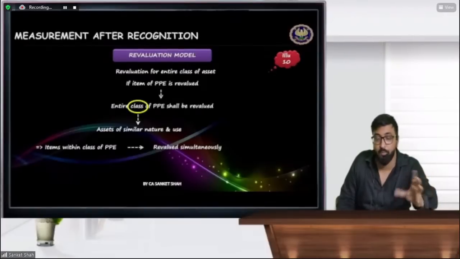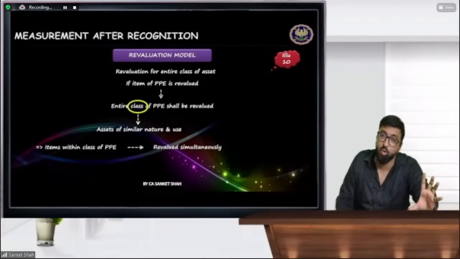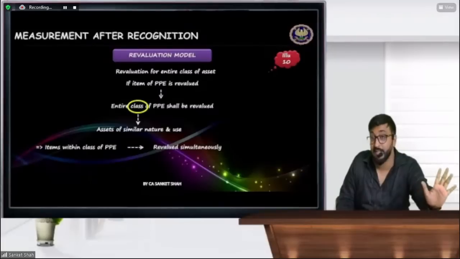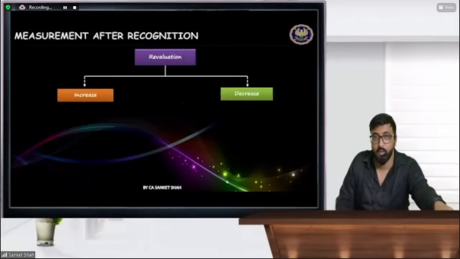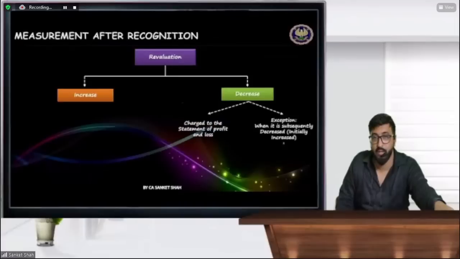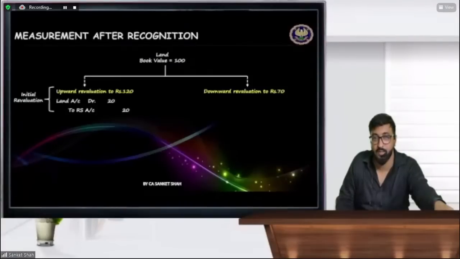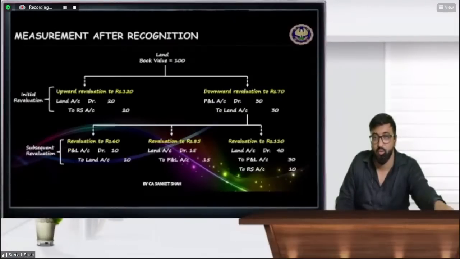For example, if you revalue building, you have to revalue all buildings. If you revalue vehicles, you have to revalue all vehicles. Okay. Furniture, all furniture. So only furniture is revalued, building is not revalued, it's okay. Class by class is allowed. Okay. And this is already increase or decrease. Yes, I already explained this concept, so no need to explain it once again.